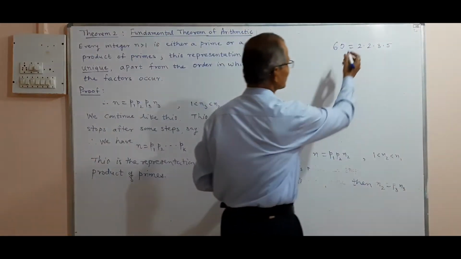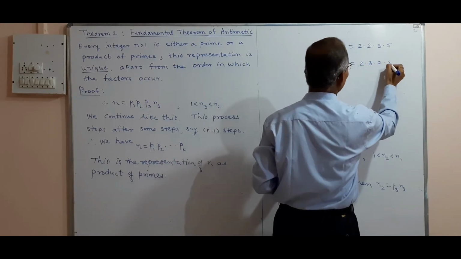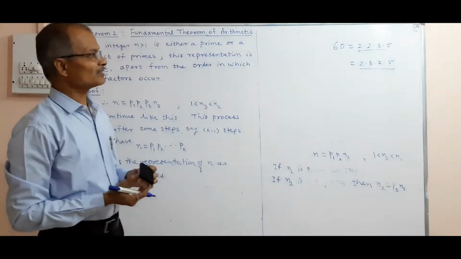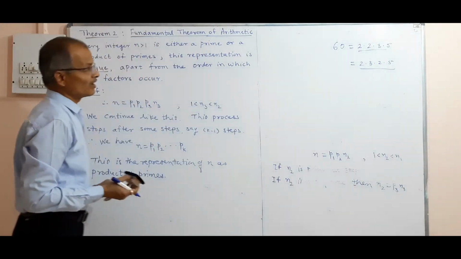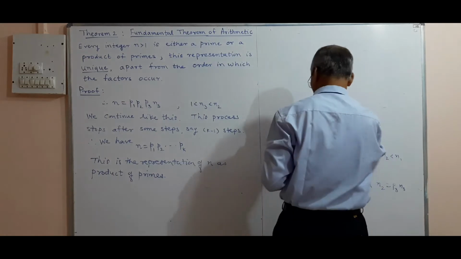So that means this can be written as, say, 2 into 3 into 2 into 5. But these are not different. Here the order is different, but the prime factors are the same. So that is the meaning. So these primes are unique. That we have to prove. Uniqueness.